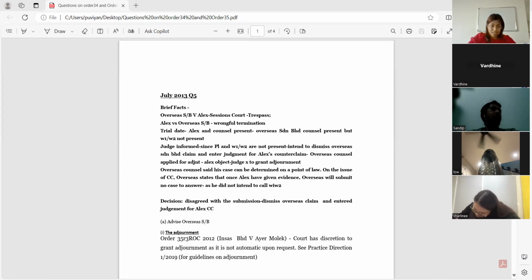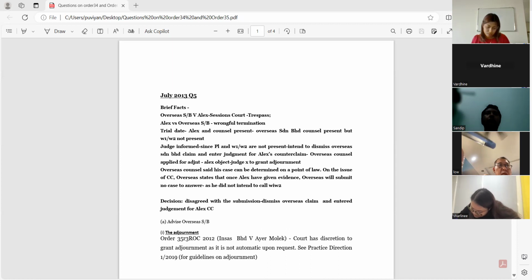If you are using whatever book that you are using, you can just refer to it on the issue of adjournment. I will just read out to you. I don't want to put it in the answer. I will just read out to you what are the guidelines that you may need to write. If you don't want to write, also can, but I will just give it to you. What are the guidelines that you need to write on the issue of adjournment? Okay, you can see the defendant has the right to be legally represented.